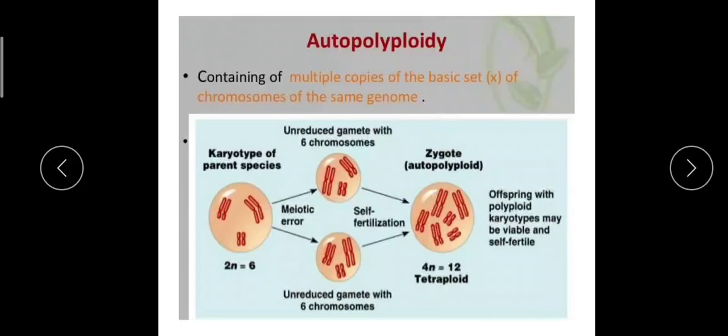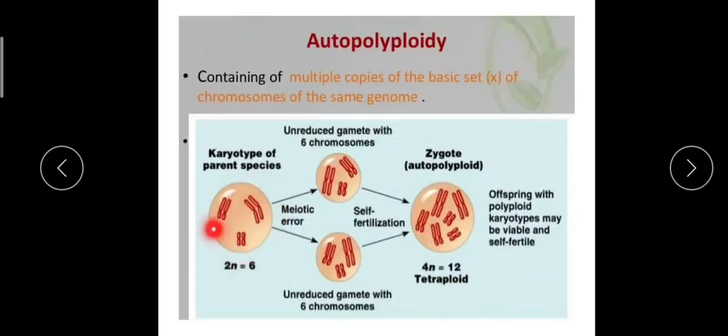And this is about autopolyploidy. Polyploidy can be of 2 types, autopolyploidy and allopolyploidy. In autopolyploidy, as I have mentioned about polyploidy, multiple copies of the basic set of chromosomes will be present, and here the multiple copies will be of the same species or the same cell.